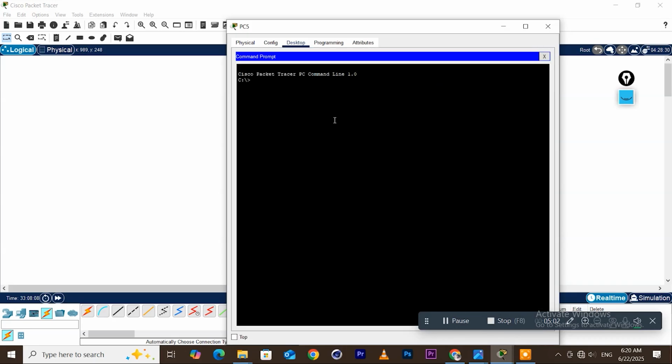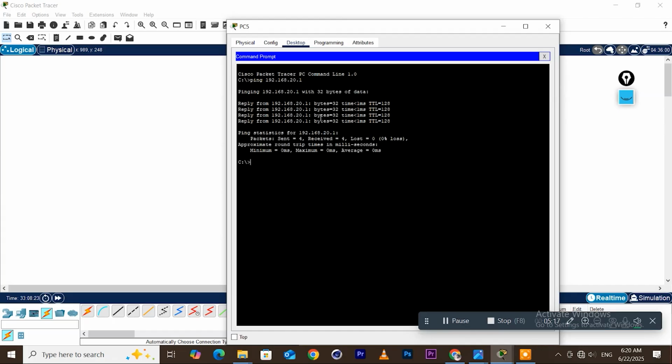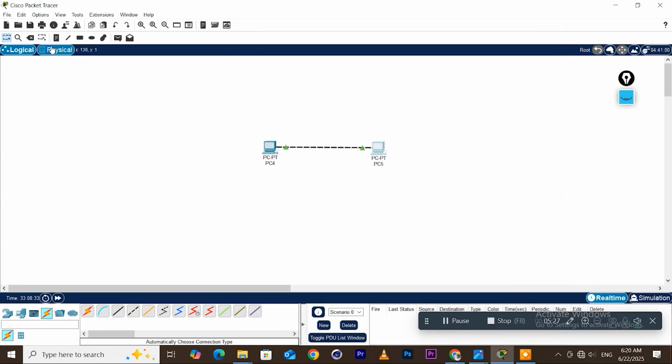You go to the command line, you say ping 192.168.20.1. And as you can see, it is pinging. You can see that none of the pings failed because they are directly connected. Okay, good. So let's move to the next.